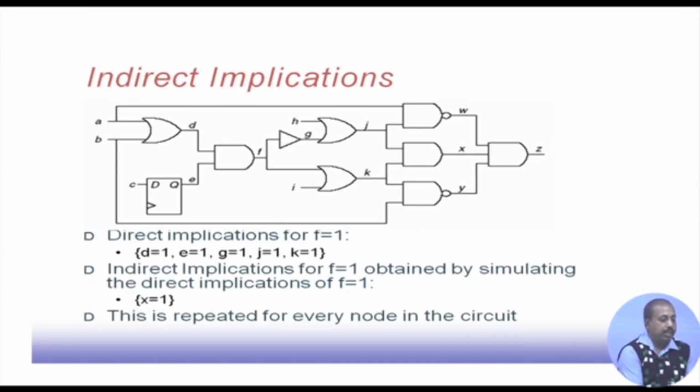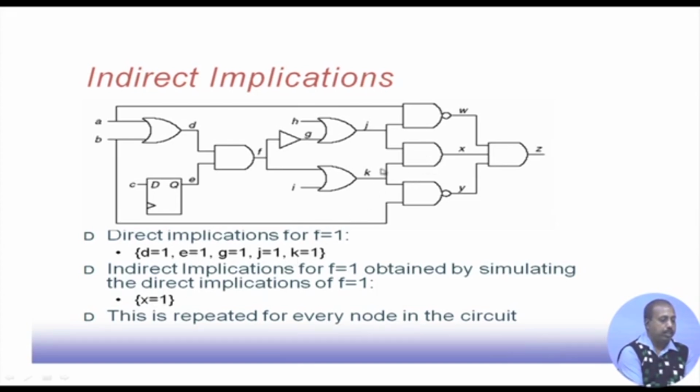Now, there are some indirect implications as well. Direct implication is one step. Coming back to the previous example, when computing the direct implications for f equal to 1, we find these points. Indirect implications of f equal to 1 are obtained by simulating the direct implications of f equal to 1. If we simulate d equal to 1, e equal to 1, g equal to 1, j equal to 1 and k equal to 1, then I will get x equal to 1.